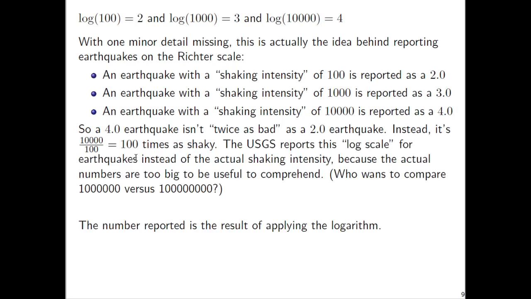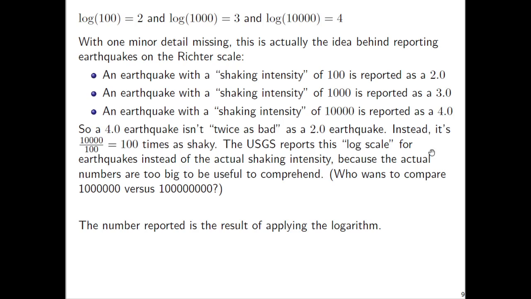So the USGS reports using this log scale. It might seem funny, but this is called a log scale. Why report numbers like 2.0, 3.0, 4.0? Why not just report it as is, like 100, 1,000, and 10,000? The issue is that providing the actual shaking intensity is not very helpful for people, because the actual numbers are too big to comprehend.